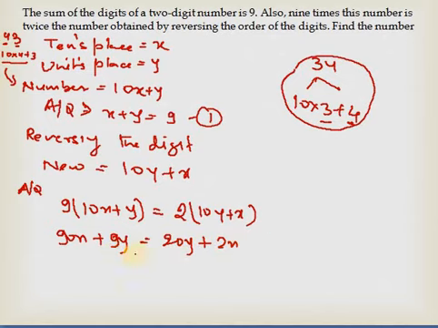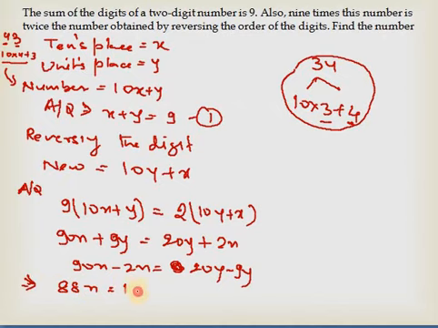Now what can we write here? Okay, x on one side, y on another side. So 90x minus 2x is equals to 20y minus 9y. So how much will this be? This is equals to 88x is equals to 11y, and if I cancel, 8x is equals to y. So we have another equation.